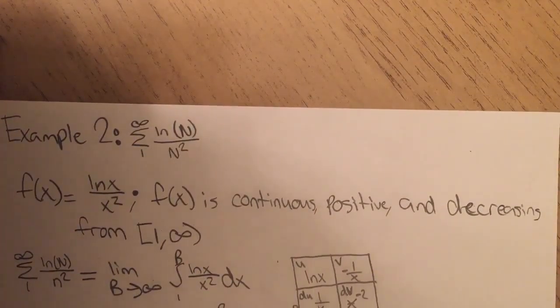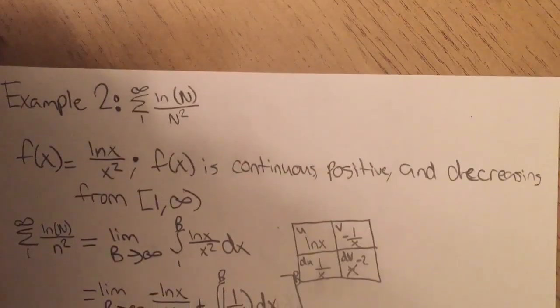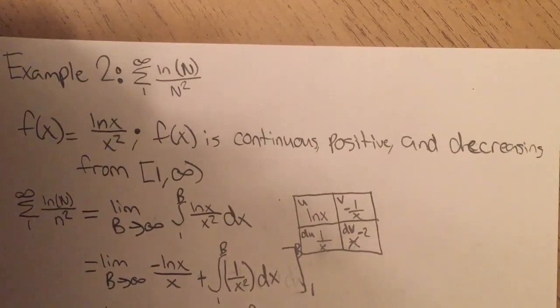Before we begin, let's convert the summation to an integral. So we're going to get the limit as b approaches infinity of the integral from 1 to b of ln x over x squared dx. We're going to have to integrate this equation by parts. Let's choose ln x to be our u and x to the negative 2 as our dv. So once we integrate it, we're going to get the limit as b approaches infinity of negative ln x over x plus the integral from 1 to b of 1 over x squared dx.